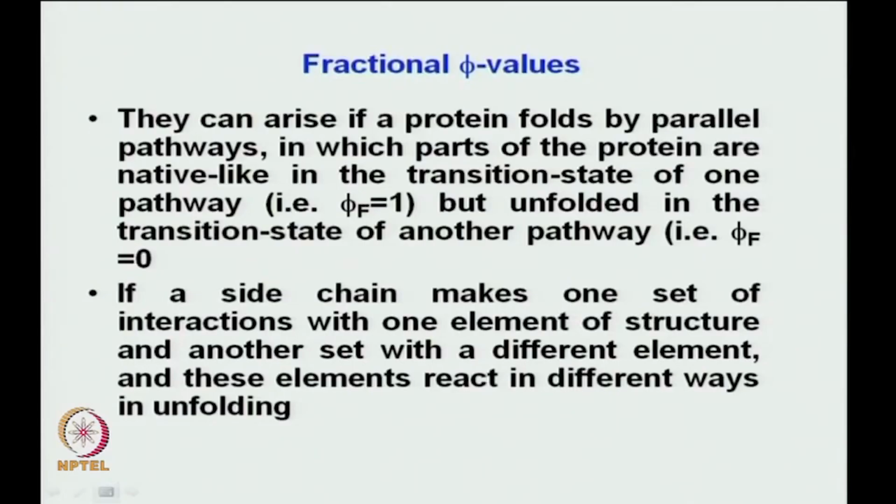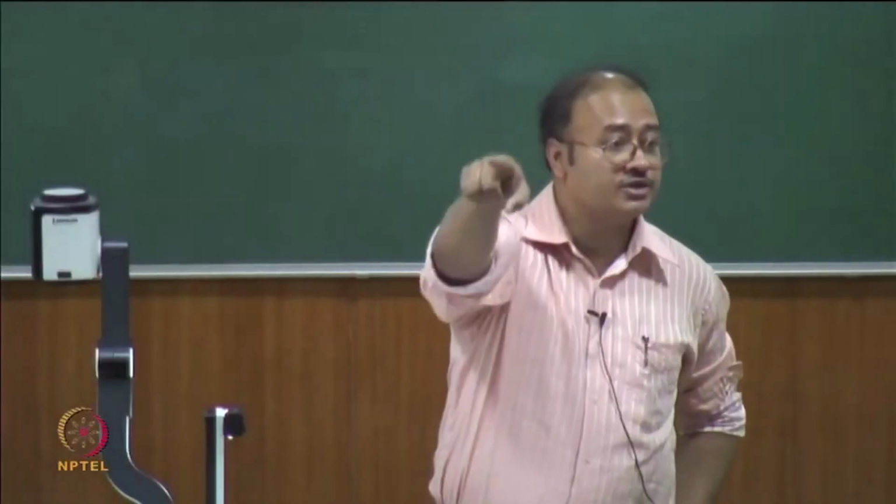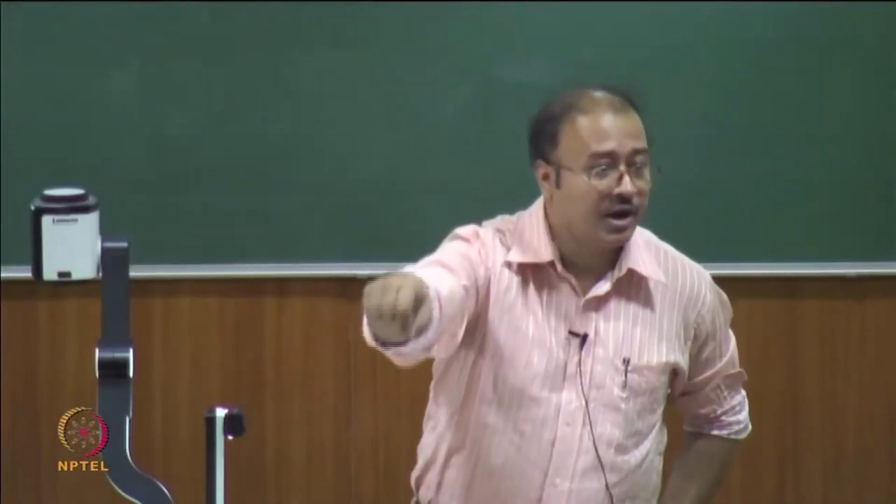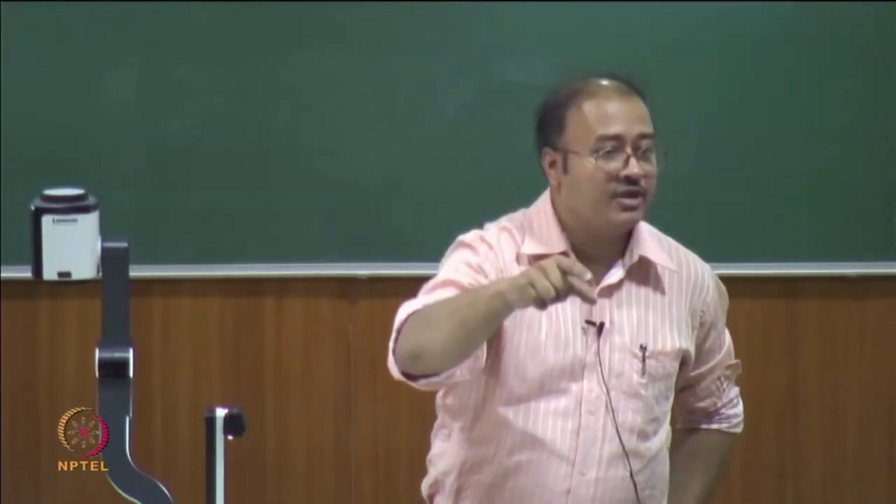This is another case. If a side chain makes one set of interactions with one element of structure and another set with a different element, and these elements react in different ways during unfolding. Okay. Now, I cannot give you examples of both of these, but at least I will try to tell you something relevant to the first one. Just keep this in mind. Fractional phi values are very difficult to interpret, and they make the analysis a lot more complicated. So that means you have to do a series of phi value changes, that means a series of mutations, to figure out: is it exactly a parallel pathway, or is it just one pathway with some other interactions coming in?